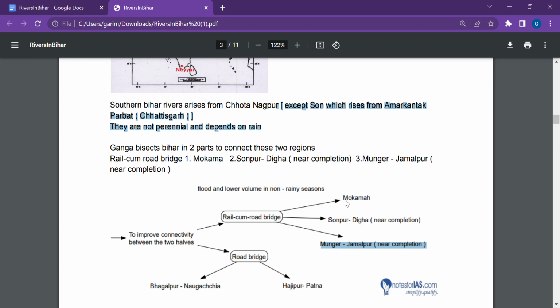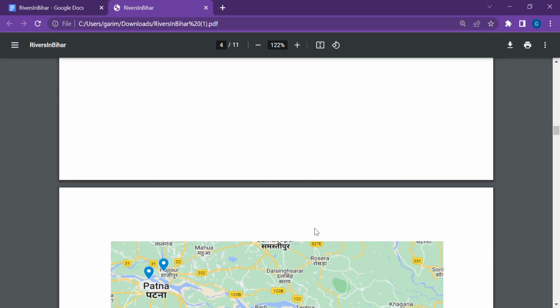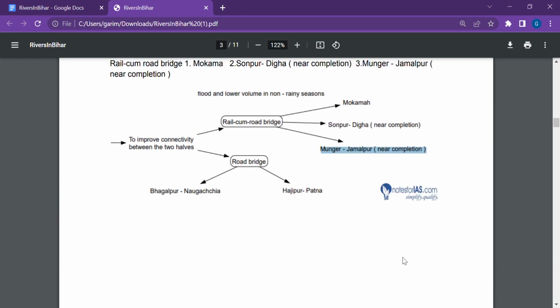So there are three main bridges. First one is Mokama. Second one is Sonpur Digha, and the third one is Munger. And we also have road bridges. The first one is Bhagalpur Naugachia and Hajipur Patna. If we want to see the location of this, this is Hajipur, this is Patna. This is Mokama, this is Munger, and this is Jamalpur.